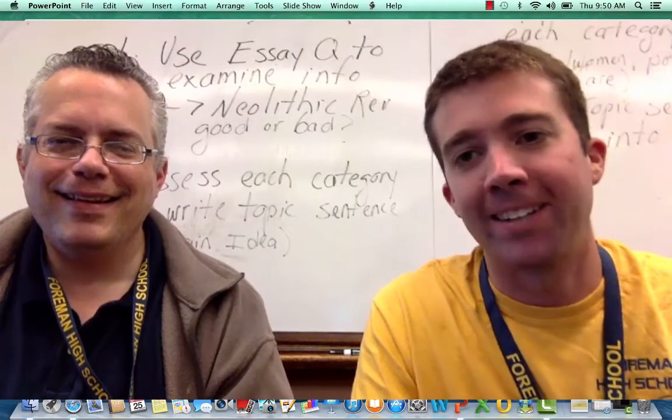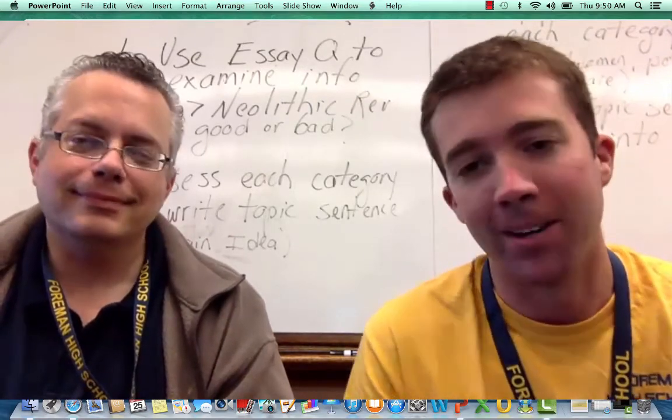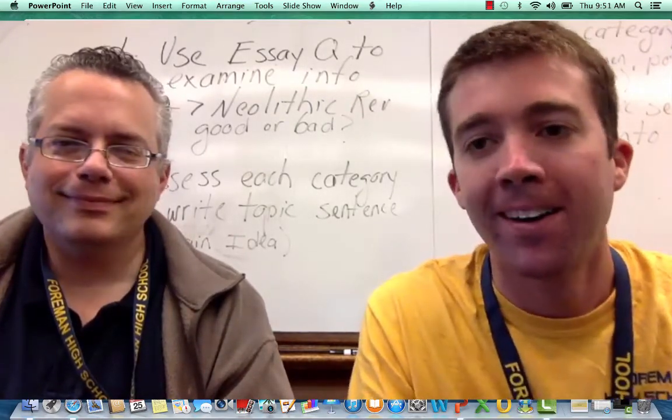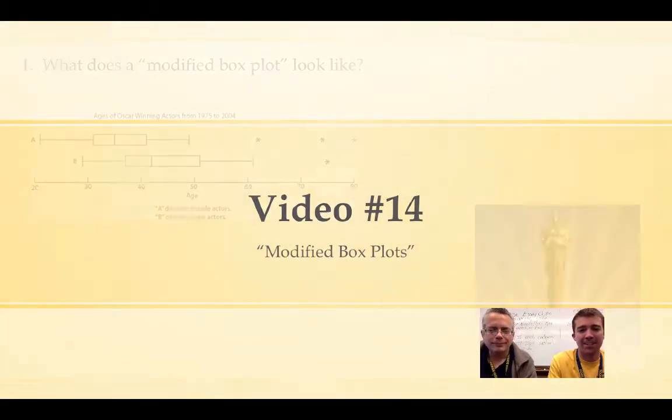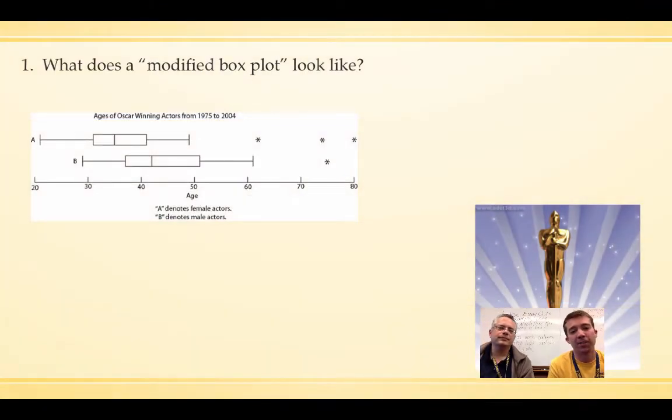All right, welcome back to the 60641. I am Mr. Lewis. Right next to me is the big man, Mr. Miller. All right, today we got modified box plots. Yes, these are the best kind. Of course they are. All right, so first, what does a modified box plot look like?